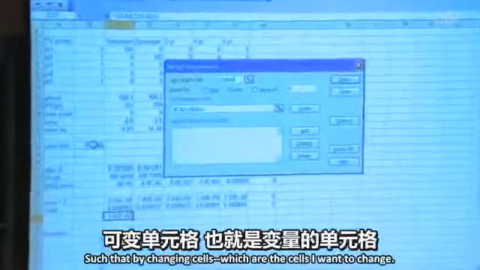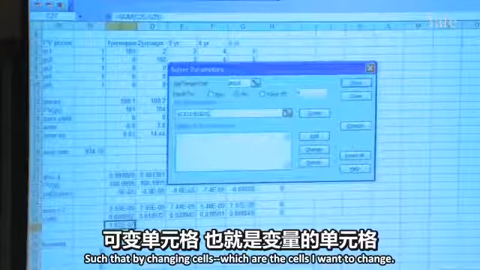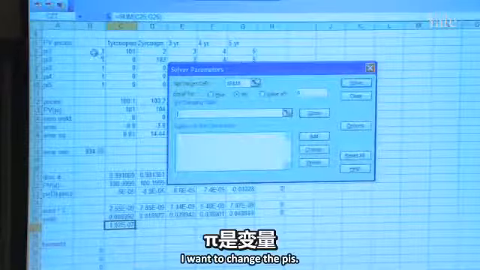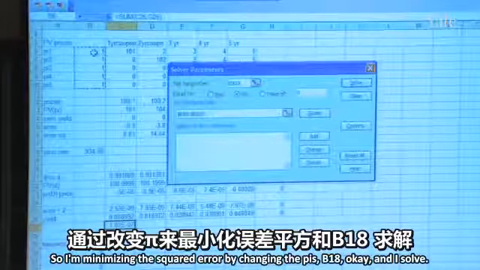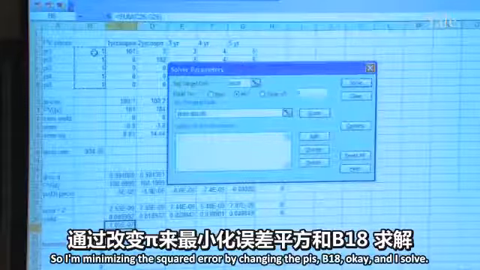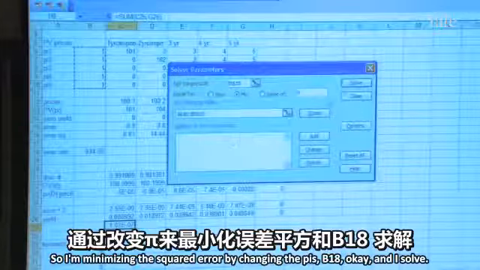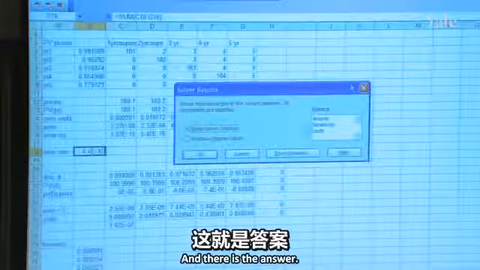Okay, so minimize this, such that by changing cells, and which of the cells do I want to change? I want to change the pi's. Those are the ones that are wrong. So I'm minimizing the squared error by changing the pi's, B18, okay, and I solve. Okay, and I've done it. And there is the answer.